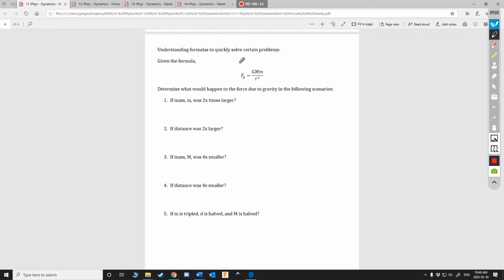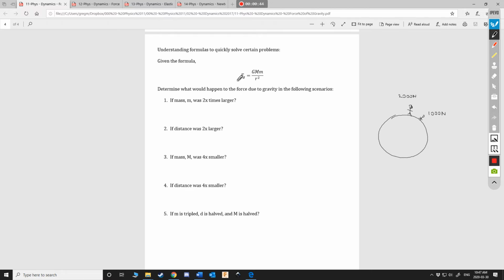What I mean by that is, just say we had the Earth and you have someone on the Earth. Then you have someone that's also twice as massive. If the person's mass were to just double, the force would double. So if the person had a weight of 1,000 newtons, someone twice as massive would have a weight of 2,000 newtons. We can figure that out by looking at the equation.